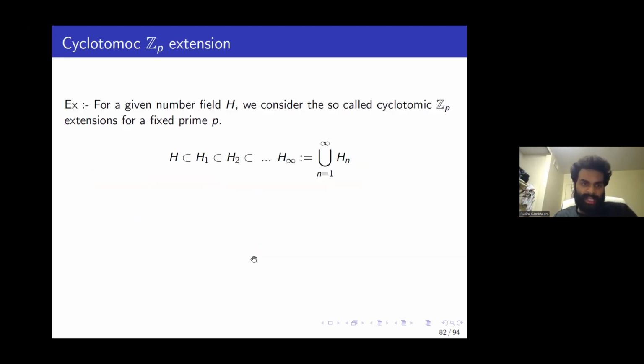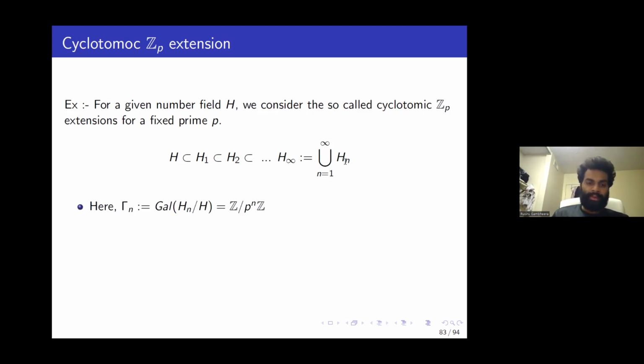All right, so let's look at some of the details of Iwasawa theory. I'm looking at what I call the cyclotomic Z_p extension. Don't worry about it. As I said, instead of looking at a single number field, we are looking at an infinite tower of number fields, and H infinity is the union of all the intermediate fields, which I call the infinite level or the top of the Iwasawa tower.